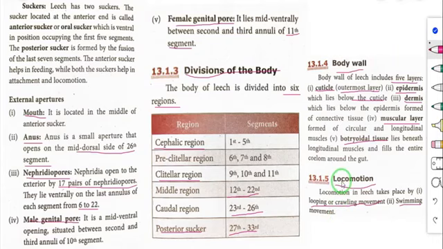So locomotion has two types. One is looping or crawling movement, that is with the help of suckers, the anterior sucker and the posterior sucker. The second one is swimming movement, only in the water it can swim. So these are the two types of locomotion.